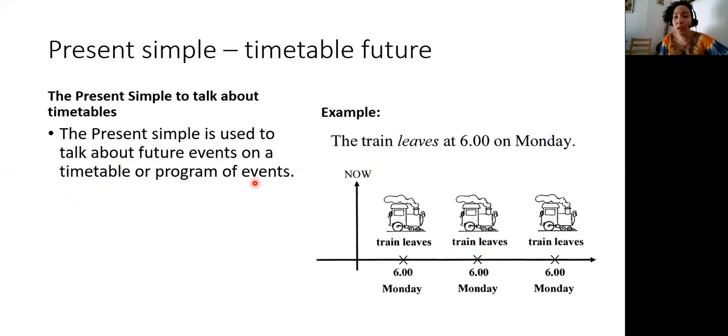For example, the train leaves at 6 on Monday. This means every Monday, it's going to leave at 6, okay? We are talking about future Mondays, but we use present simple.